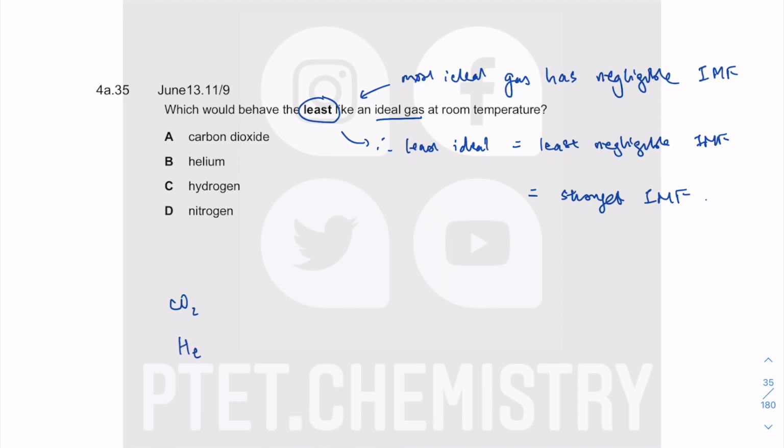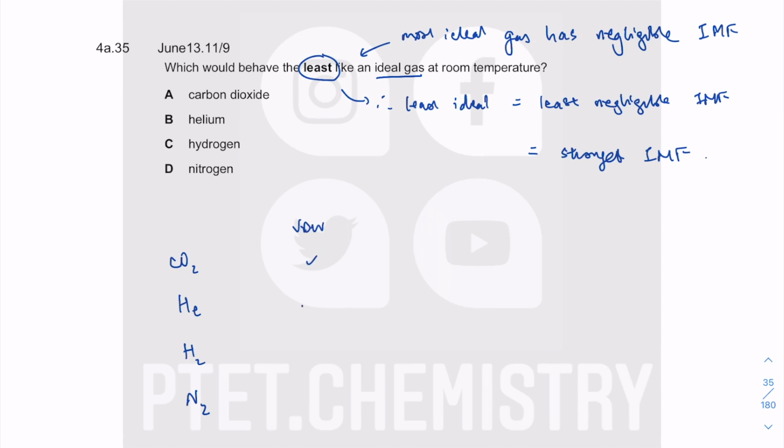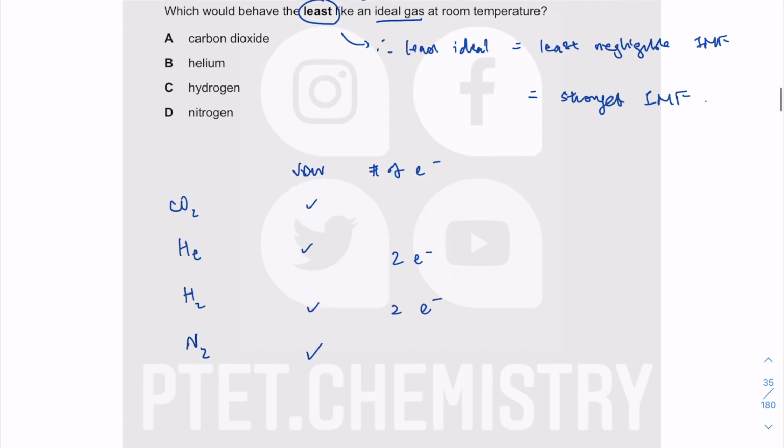If you look at CO2, helium, hydrogen, and nitrogen. If we look at van der Waals, obviously all of them have van der Waals, right? And van der Waals depends on the number of electrons. Looking at helium and hydrogen, they have only 2 and 2 electrons. This one has 7 protons times 2, 14 protons, so it's got 14 electrons. This one has 6 protons plus 8 times 2, which is 16 plus 6 is 22. So there's 22 electrons, because the number of electrons in the molecule equals the total number of protons, since there is no overall charge in any of these.